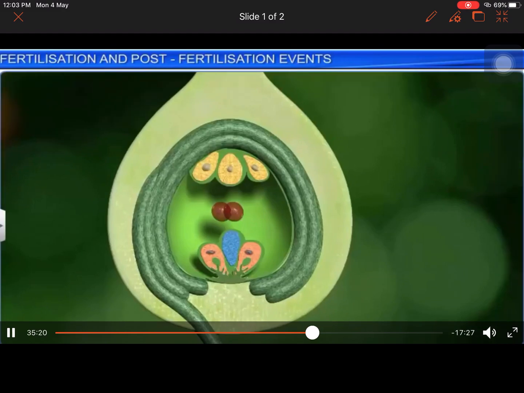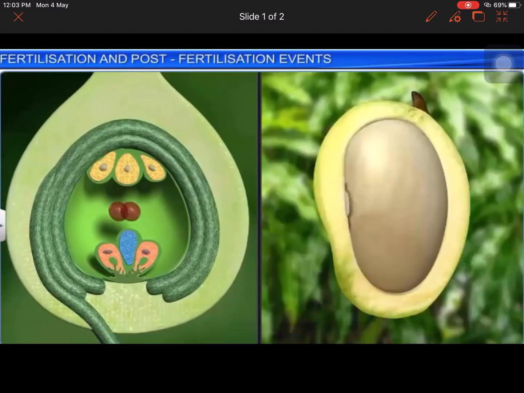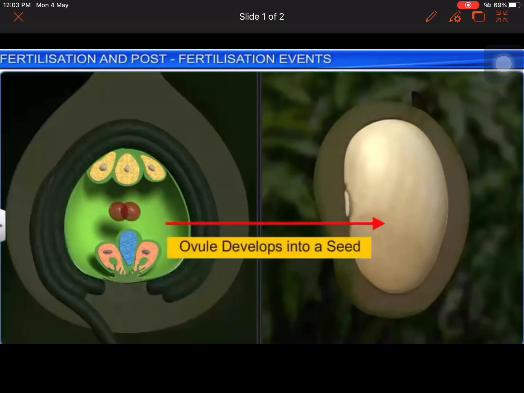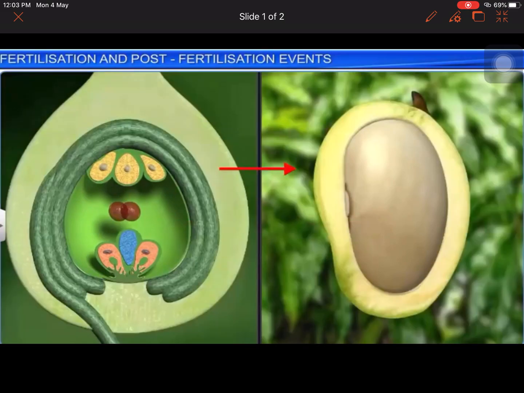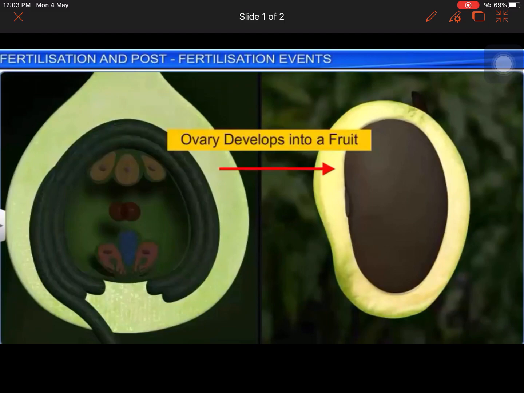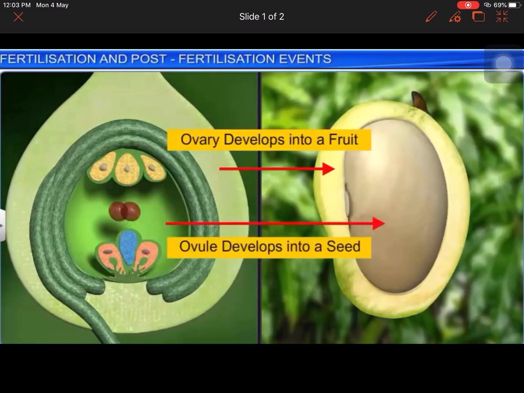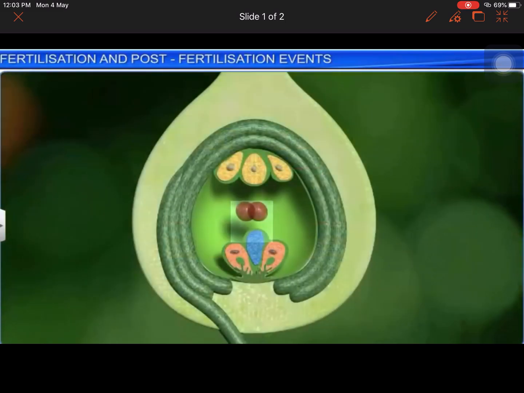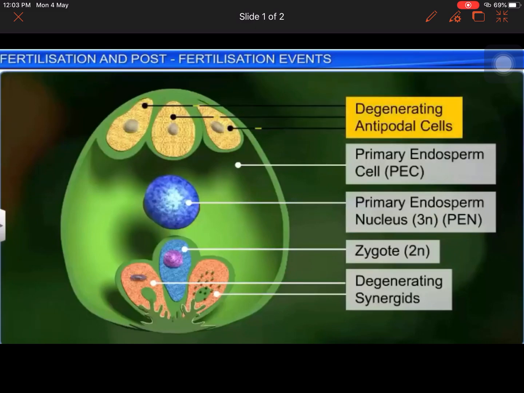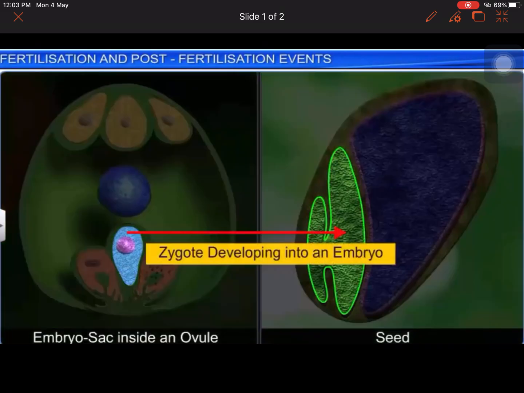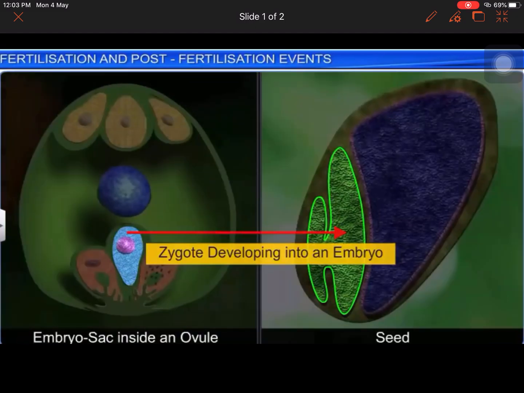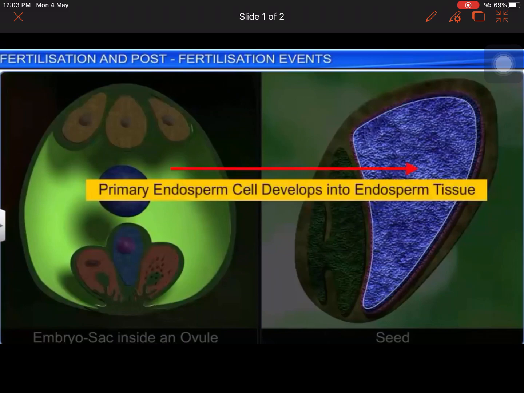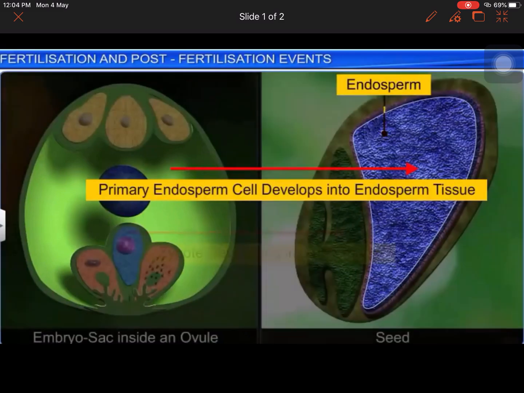double fertilization is followed by several post-fertilization events which eventually transform the ovule into a seed and the ovary into a fruit. These events include degeneration of the antipodals and synergids, and finally the development of the zygote into an embryo, and the primary endosperm cell into the endosperm by repeated mitotic divisions. You have to draw the diagram for these structures.